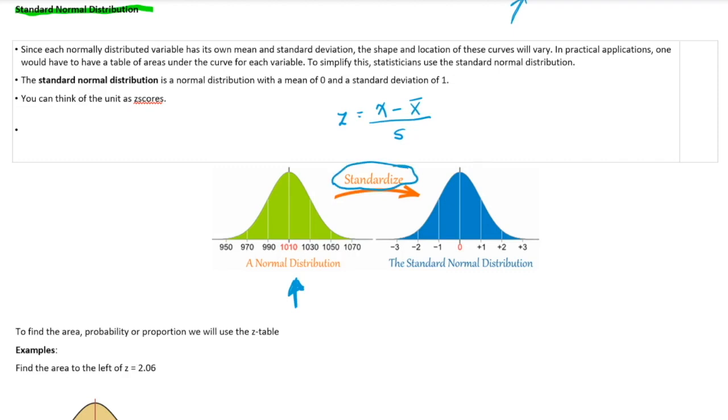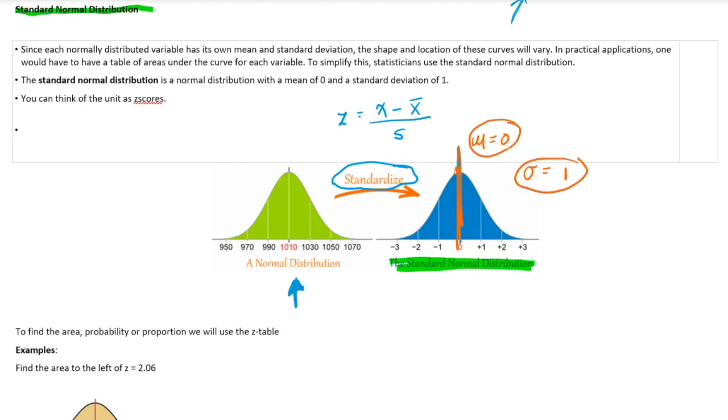Once we standardize it, it's going to become what we call the standard normal distribution. You can see that the shape doesn't change a whole lot, but what's going to change is that the mean is always going to be 0, and the standard deviation for that population is going to be 1. So the one characteristic of the standard normal distribution is that the mean is 0 and the standard deviation is 1.